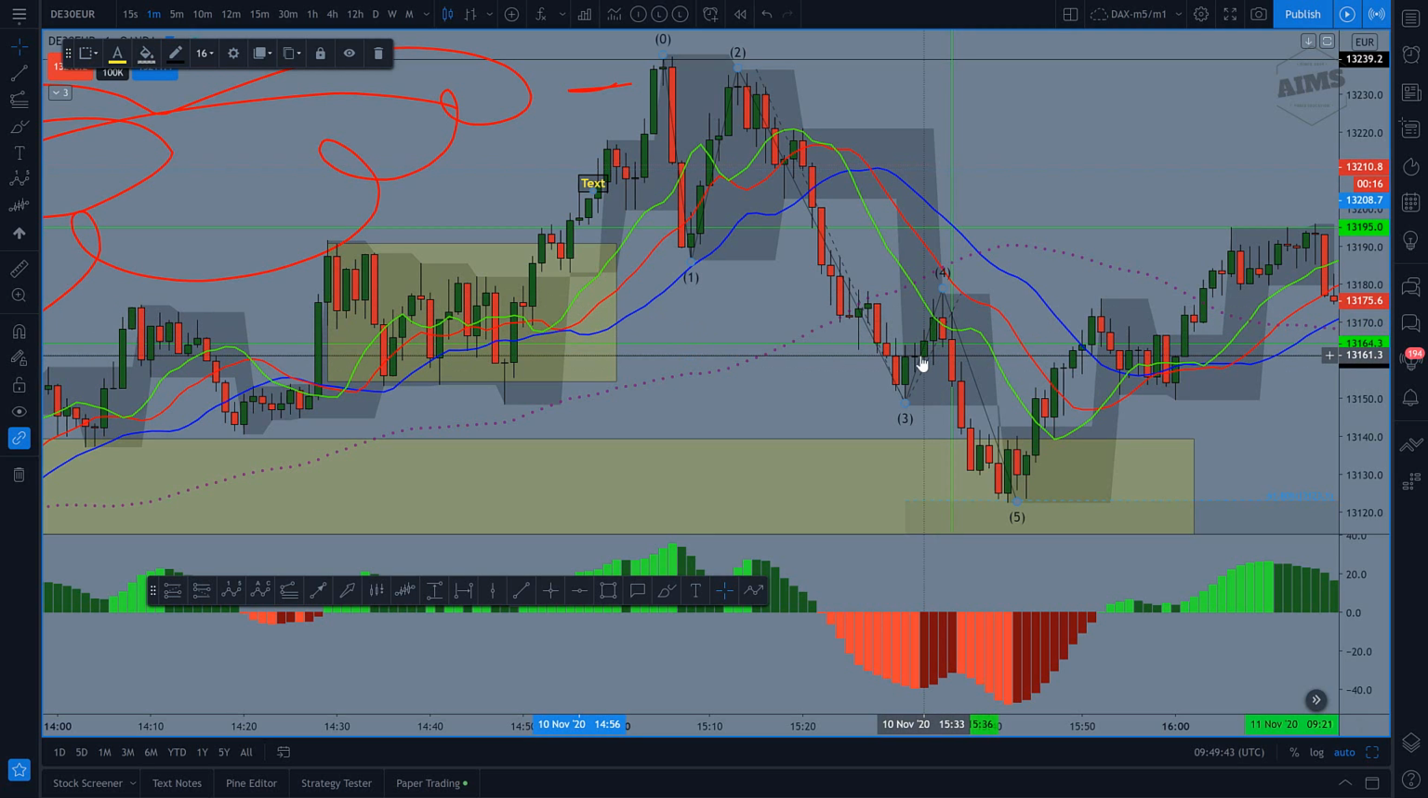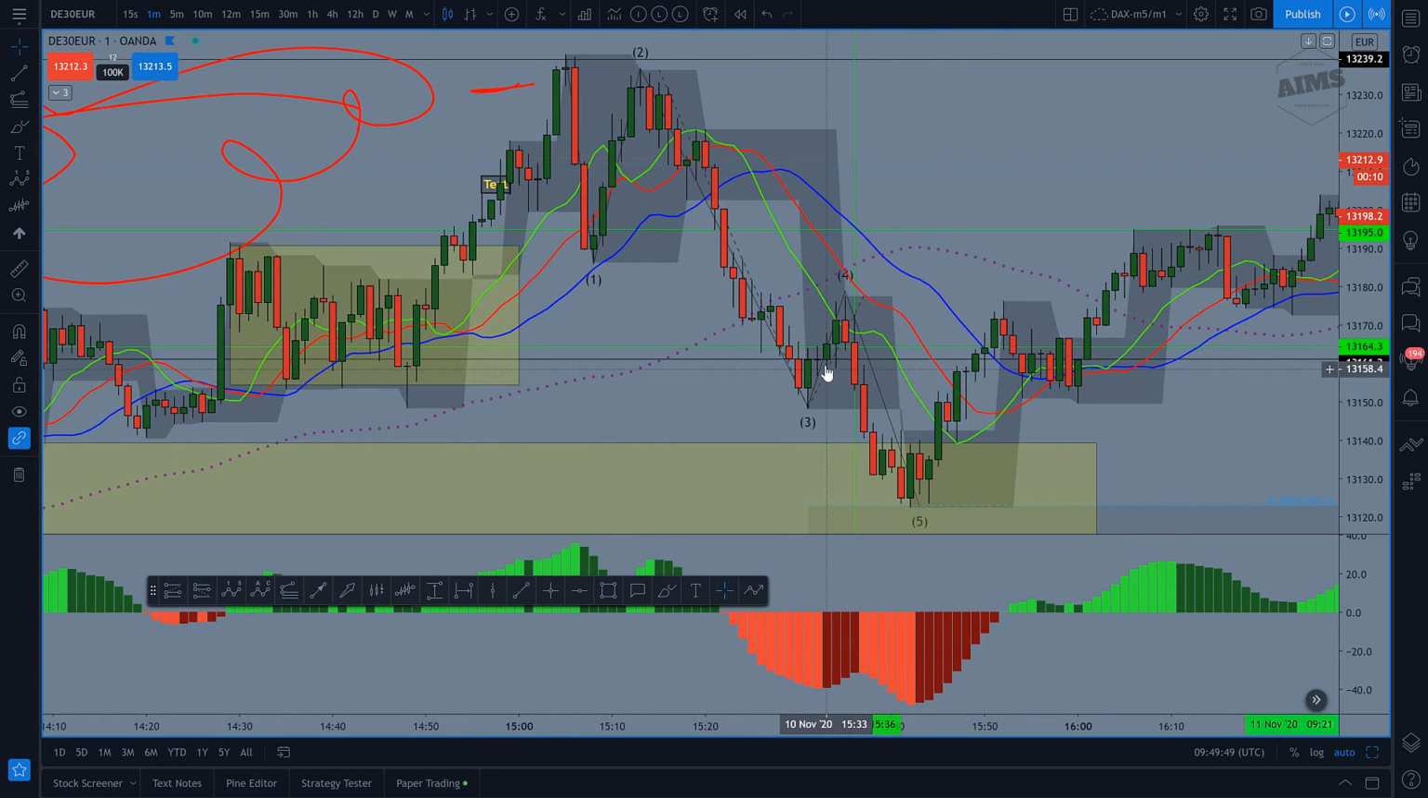So with the pullback method, you have 2 ways to get in. Actually 3 ways to get in, but let's call it 2. One, you want to see the pullback, and then you would just go below the low for a bearish market, the low of the pullback candle. So in this case, it will be this one.